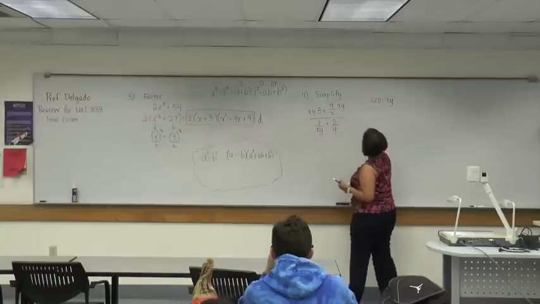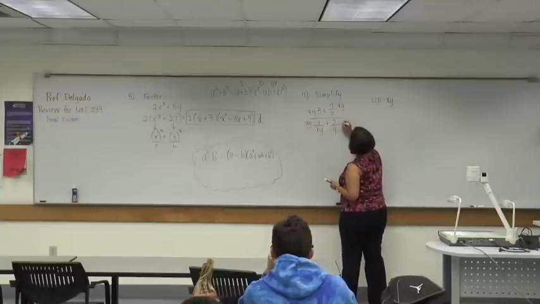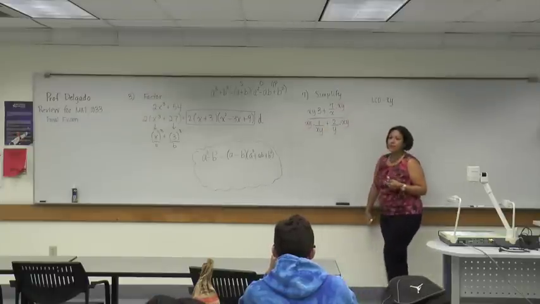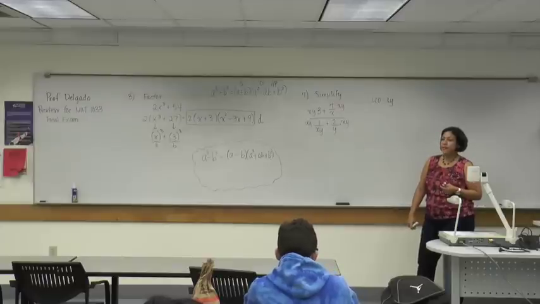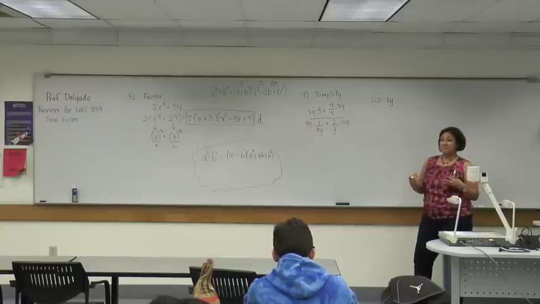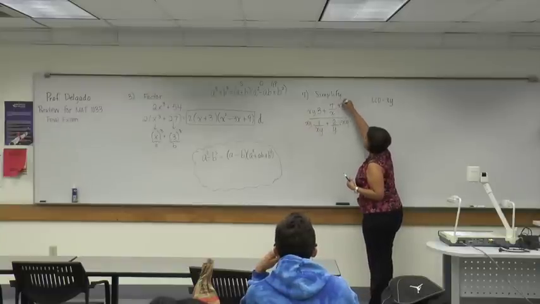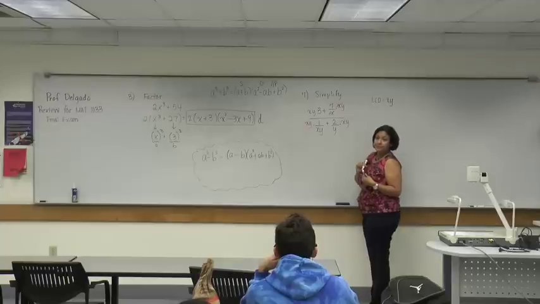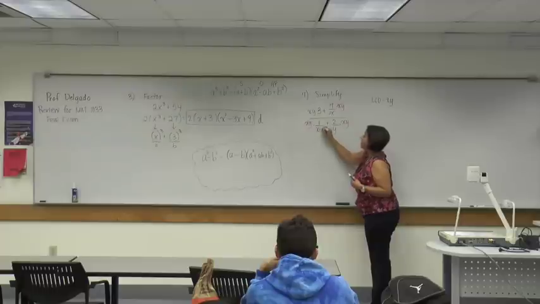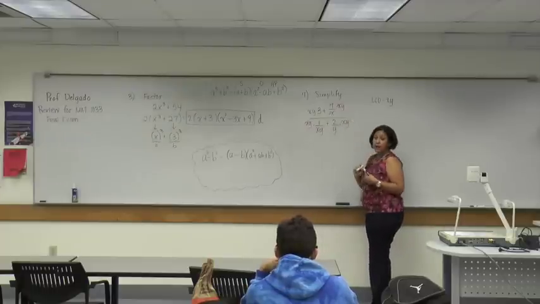Muscle memory, okay. And this will be multiplied by xy, and this will be multiplied by xy. The reason that is helpful is that now those individual fractions are going to disappear. You see that x in the denominator here? It's going to divide out with the x in the numerator. The x and the y here will divide out. And the y here will divide out with that y.